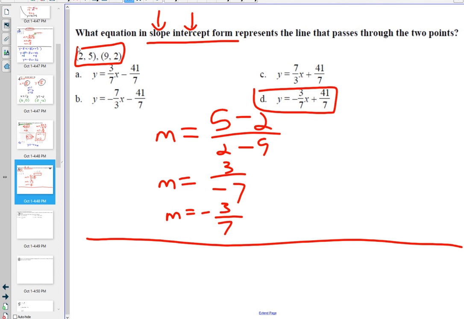Jonathan, since you're the honorary guest today, I'll let you pick any of the 2 points, to find the y-intercept. Doesn't matter which one. It's not a trick question. This is the easiest question I've asked you all day. There's no wrong answer here. Go ahead, Jasmine. Which one do you want to pick? Pick either (2, 5) or (9, 2). All right, let's use (9, 2) then.